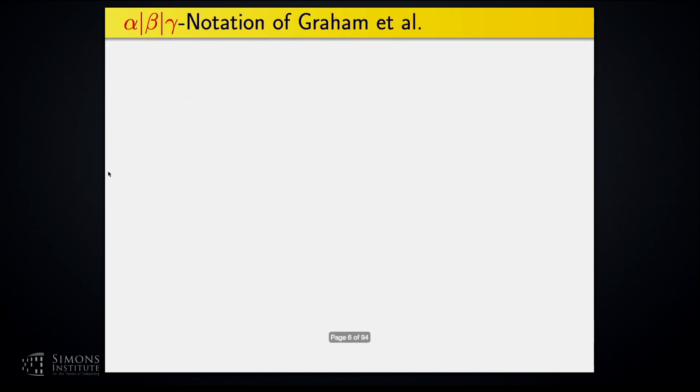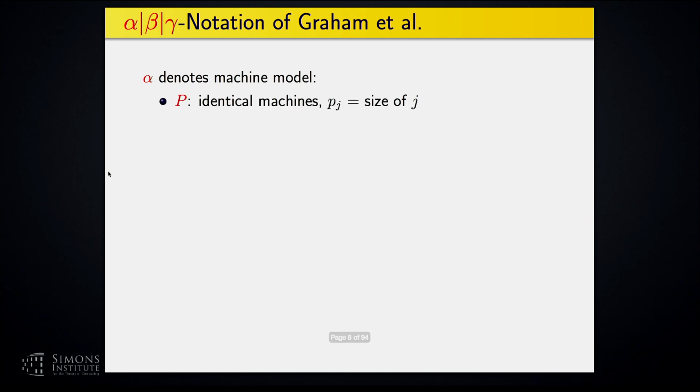Before we talk about the specific problems we are trying to solve, let me introduce a very convenient notation introduced by Graham et al. It's called the alpha, beta, gamma notation for scheduling problems. Alpha denotes the machine model. We can have alpha equals P, for identical machines. In this model, all the machines are identical. For each job j, you have a size Pj, and the processing time of j on machine i is just Pj. And we also have the unrelated machine model.